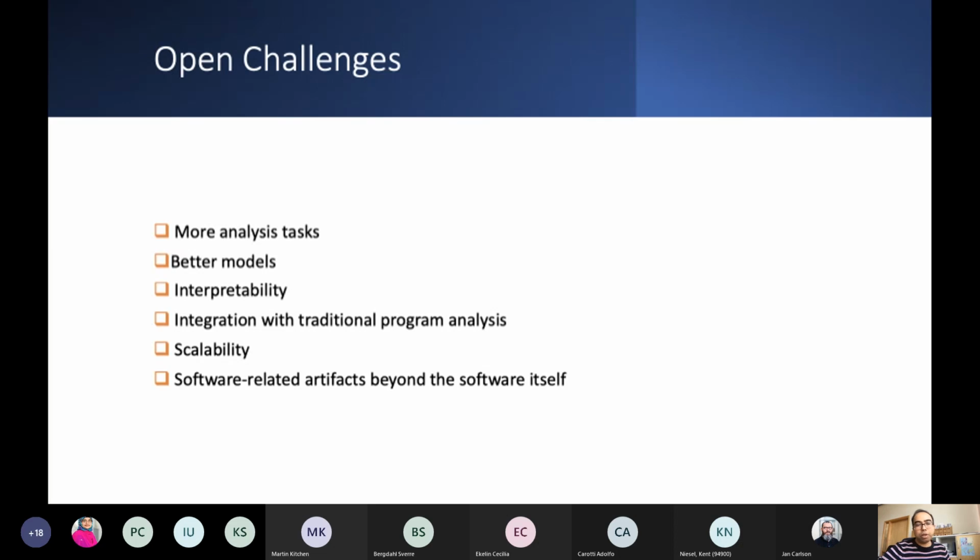In this talk, we have mostly focused on source code, but there are other software artifacts, such as code comments and software-generated artifacts such as crash reports or logs. Maybe it is better to combine both source code and these kinds of artifacts to solve many software engineering tasks.